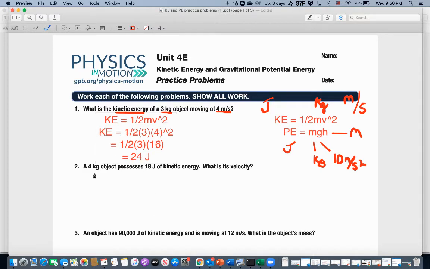So let's go ahead and look at this one now. A 4 kilogram object, so that's giving me a mass. I know that because it's kg. Possesses 18 joules of kinetic energy. So now this is joules, so that's giving me kinetic energy. So what's its velocity? Again, I'm going to go look at the equation. Kinetic energy equals 1/2 mv squared.